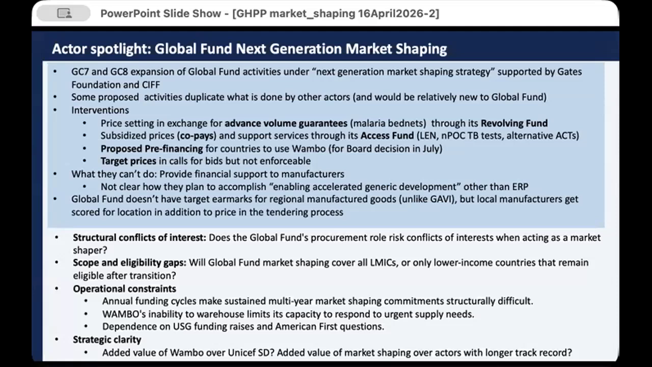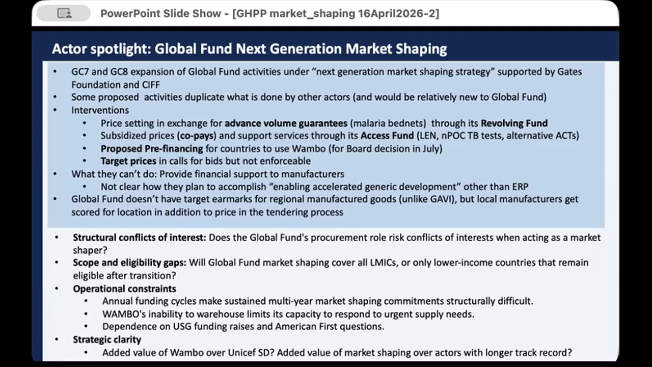Also, WAMBO, unlike GDF and UNICEF, is unable to warehouse goods, so especially to respond to emergencies and acute shortages, that would be critical. And as the U.S. government might be looking to WAMBO to take up where Chemonics ends, it's important to figure out where we are going in terms of America First questions and how much the Global Fund will have to bend in order to meet those priorities, whether it ends up being a requirement or not.